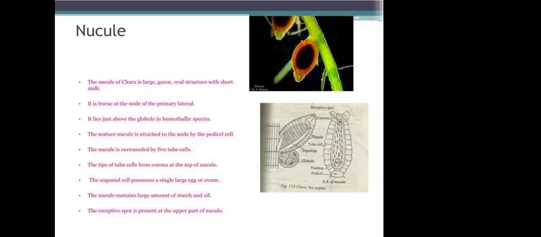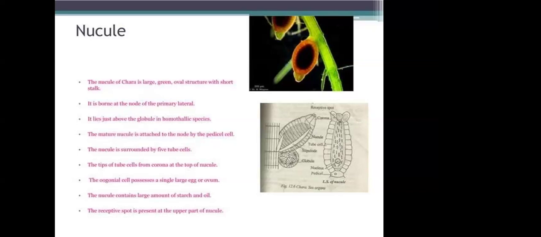Now the development. The nucleus initial divides twice transversely to produce 3 cells. The lowermost cell elongates and functions as the pedicel of the nucleus. The middle cell divides vertically to form 5 sheath initials surrounding the central one.